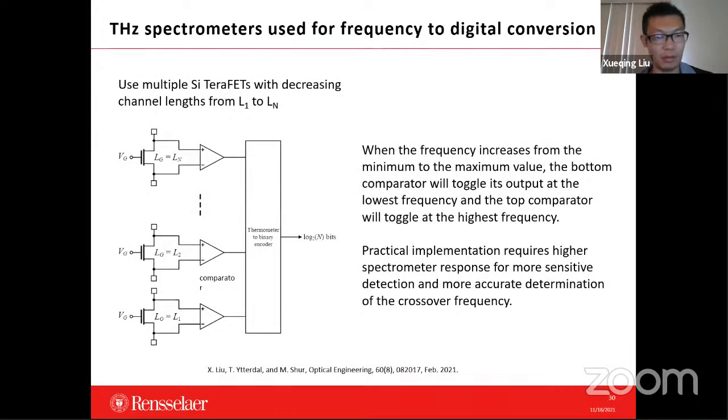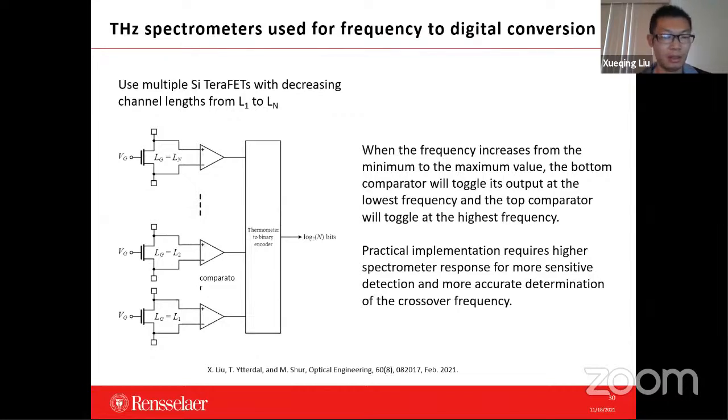Using this unique feature, we could use the Terahertz spectrometers for circuit design, such as a frequency to digital converter. This application could be implemented in the silicon technology. So you could use multiple silicon MOSFETs with decreasing channel lengths from L1 to LN to implement the frequency to digital converter.